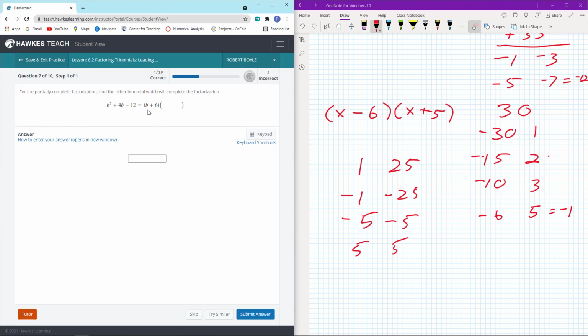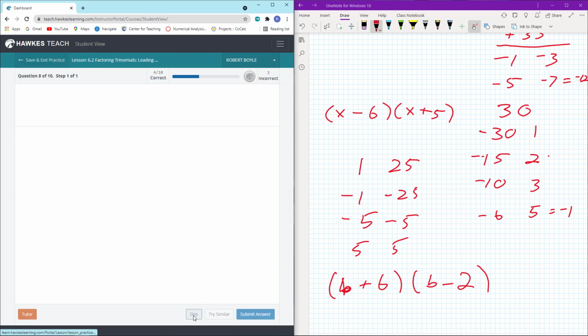Okay, here's the one where they already gave us one term. It's going to be a 6, so we have b plus 6. The other factor is going to be b minus something, and that will produce for me a positive 4. So we need to find that number which multiplied by 6 will give us 12, which will be a negative 2, and then 6 minus 2 is 4. So that's how that one will work out.